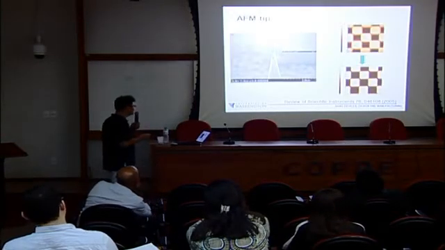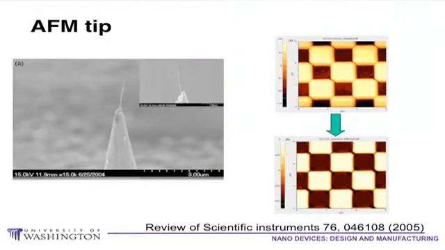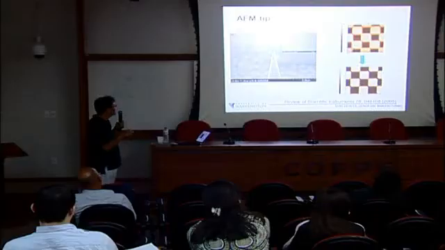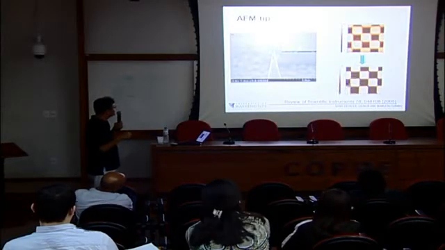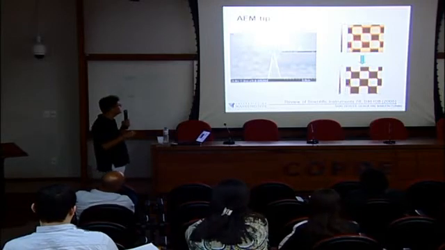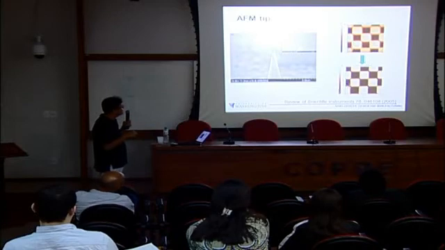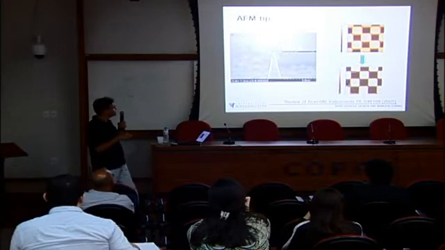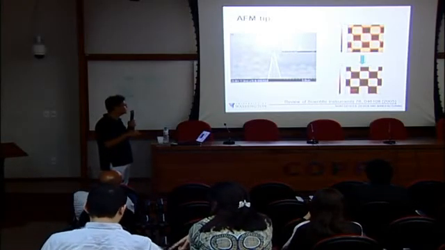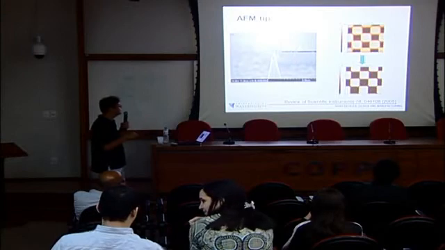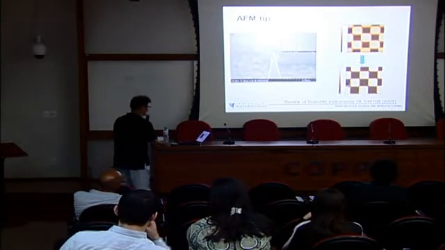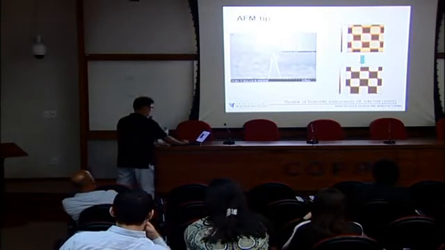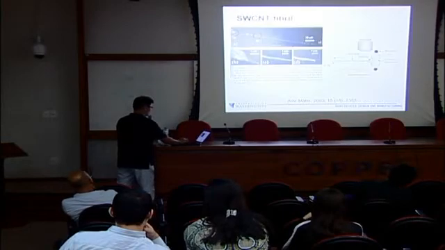And on the AFM tip, we want to make it more precise. Then nanotubes can be assembled onto this tip, and it can be used to scan the surface. Compared with a bare atomic force microscope image, we can have a clearer image when we scan the surface. Okay? So this is a nanotube on an AFM tip.